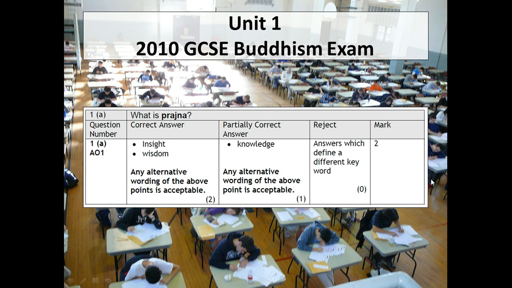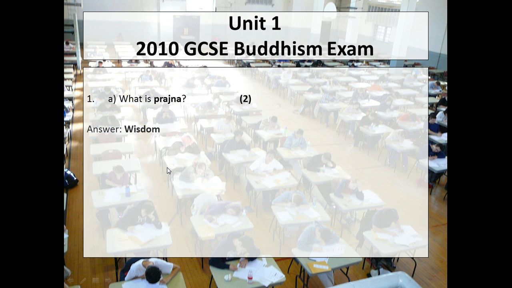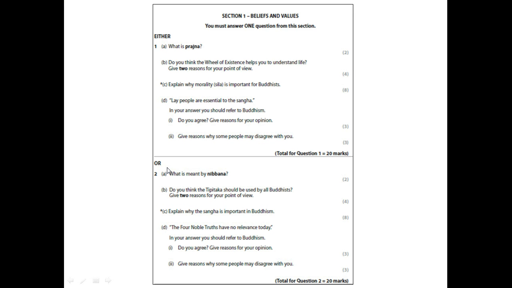If we look at the mark scheme for the 2010 GCSE exam, what is prajna? The correct answer, one word: wisdom. That's all you need to write, wisdom, and you get 2 out of 2 because it's a correct definition. Simple as that. Okay, so we can give that the Mr. Powers tick, or a mini Mr. Powers tick, and move on to the next question.